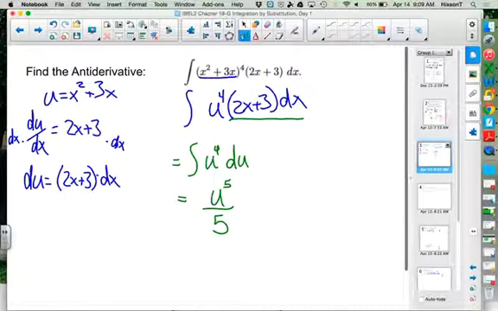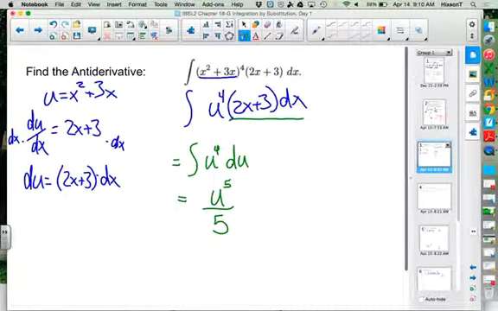Will they always work out like that, where the derivative of one of our parentheses is the same as the other? For us, it's going to at least be pretty close. In AP Calc or in college calculus, you're going to do ones that get a lot more complicated. For our purposes, they're going to be pretty nicely set up for you.